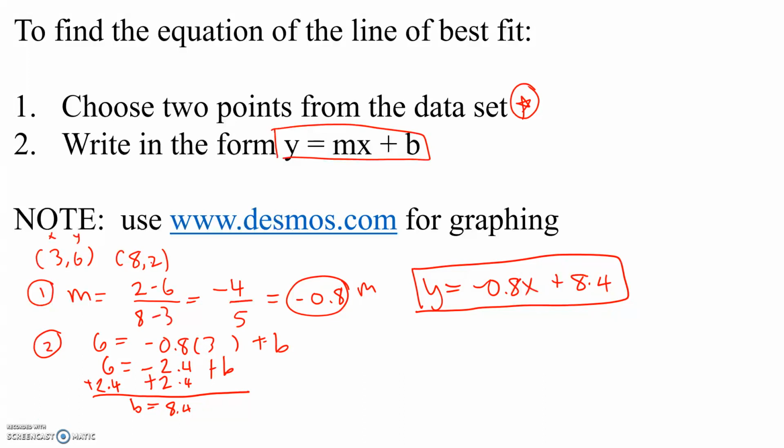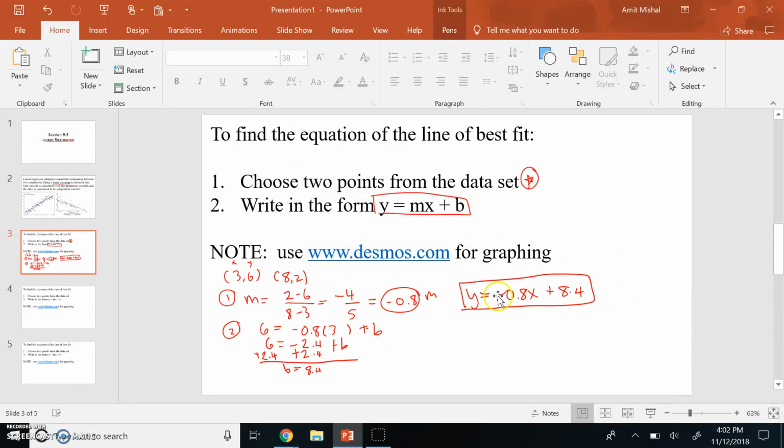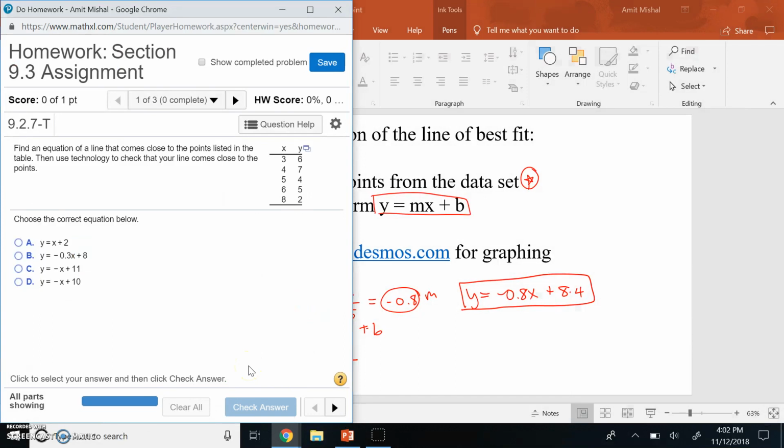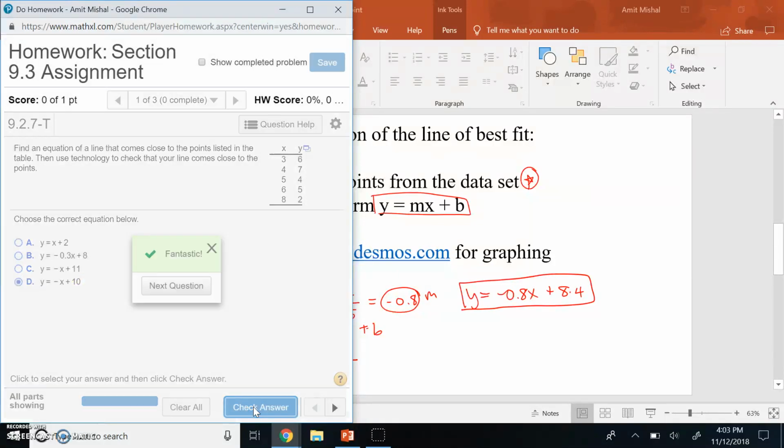Okay, now let's see which of the answers is going to be closest to our line. So let's go back to the homework. The answer closest to our line, our slope is negative 0.8. So we can automatically discard letter A because that has a positive slope. We can also discard letter B because the slope is negative 0.3. And if you round negative 0.8, that's going to round to negative 1. So it's going to be one of these. Now 8.4 is closer to 10 than 11. So let's pick D as the answer.